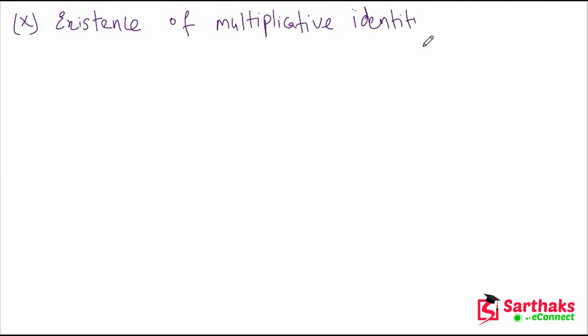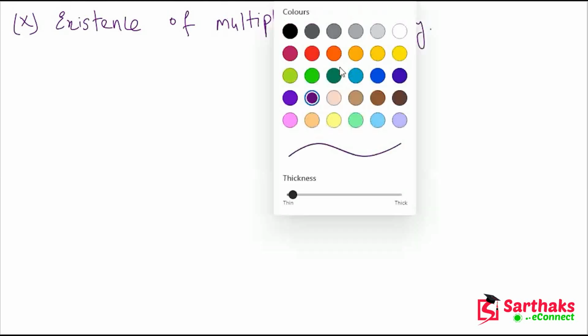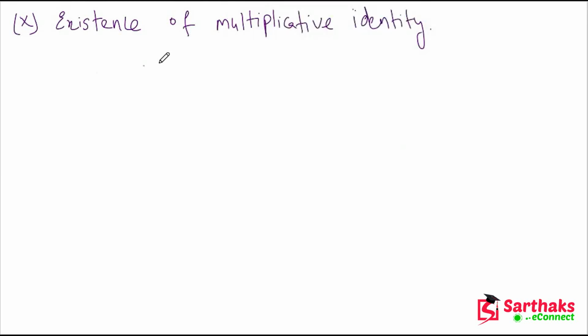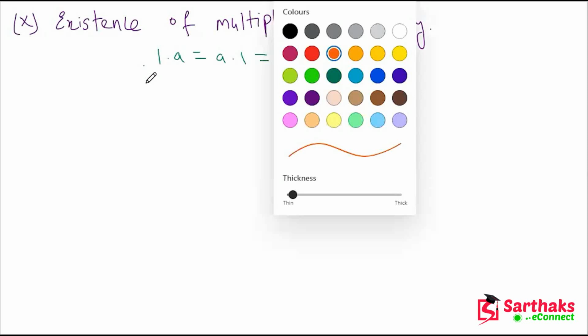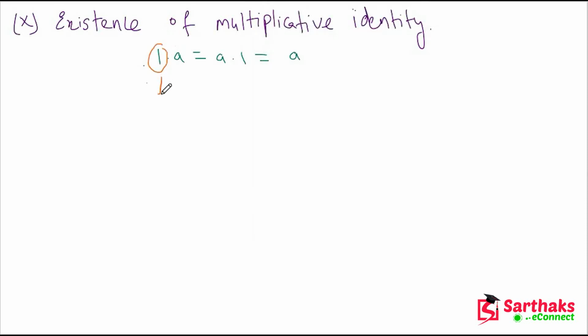Okay, so friend, what is multiplicative identity? 1 is called the multiplicative identity because if we multiply 1 and A, or A dot 1, then we get A, means we get the same number. So 1 is the multiplicative identity, means MI.